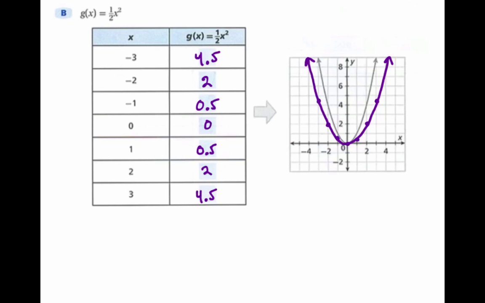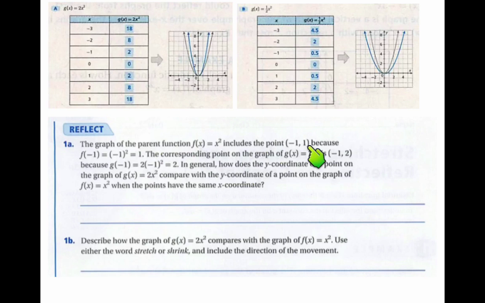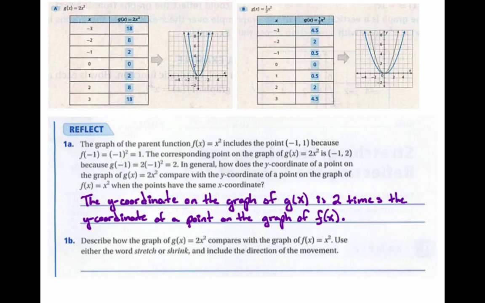And now I need to think about what's going on as a changes. So I'll let you read this. It's saying that if we look at one point and compare that same point between the two, if we have an input of -1 on the parent function, we get an output of 1. But on g of x, if we put in -1, we get 2 out. So what's going on between the two? How are they changing? Well, it's changing by a factor of 2. So we could say that the y-coordinate on the graph of g of x is 2 times the y-coordinate of a point on the graph of f of x.